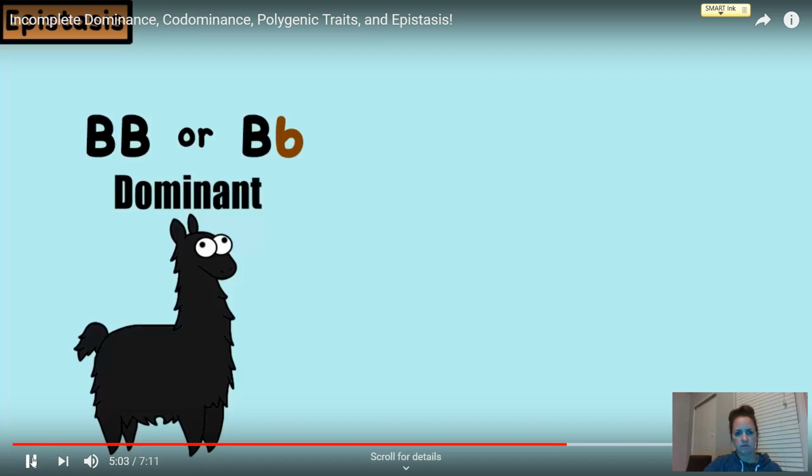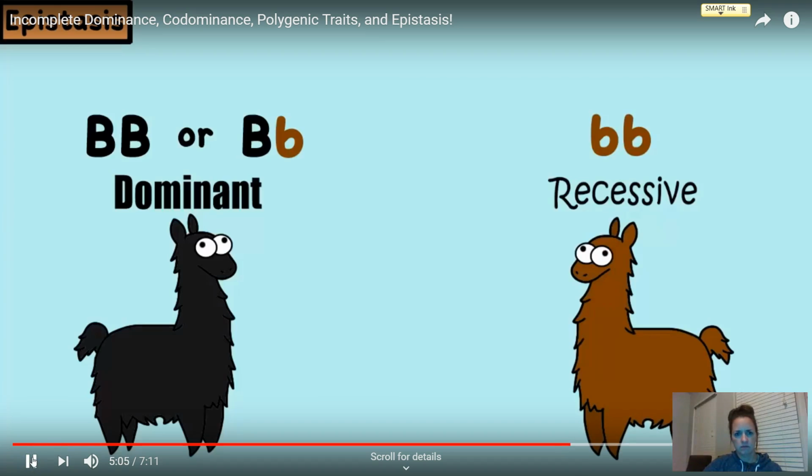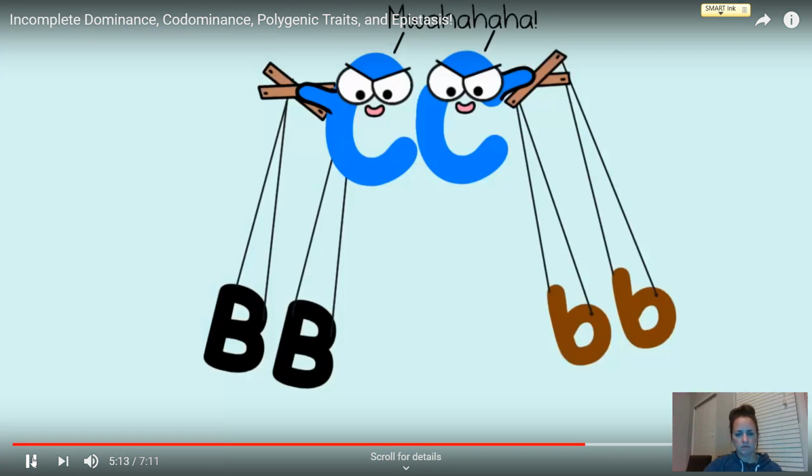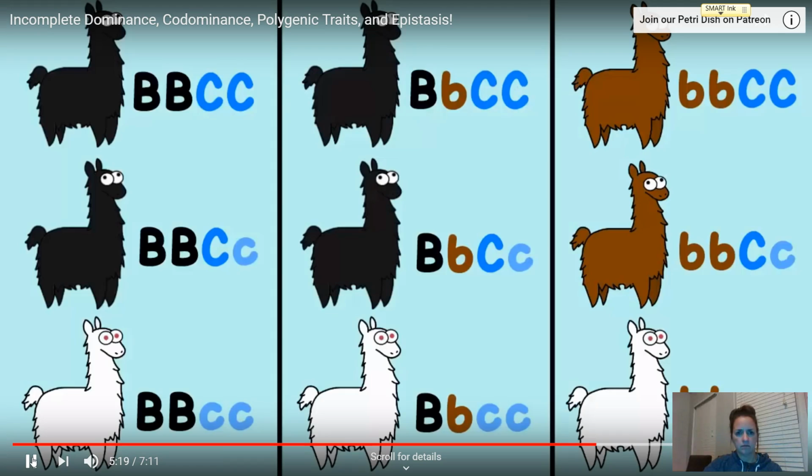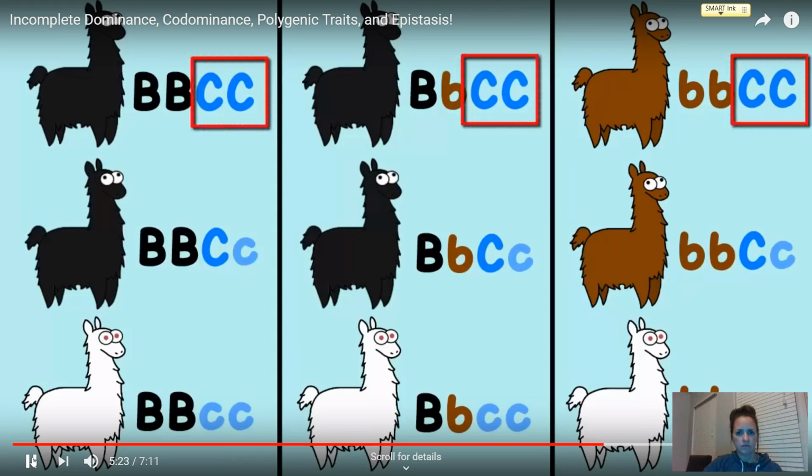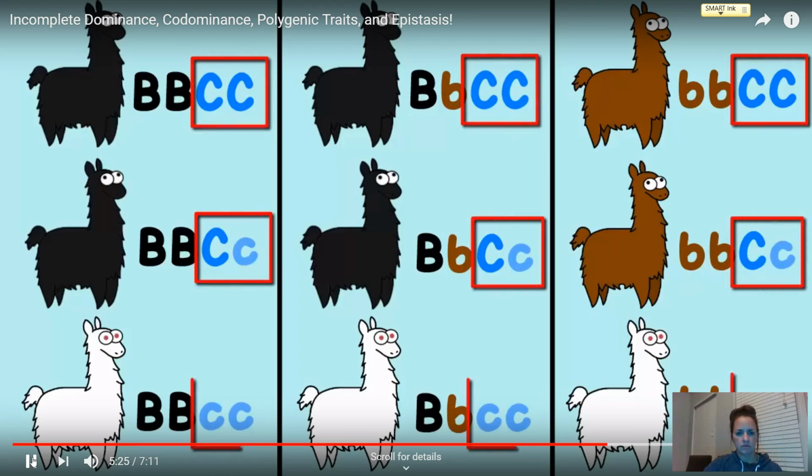And let's say that if a llama has a pair of recessive alleles, little b, then it will have brown wool. Now, what if there is another gene that controls whether this pigment will even be expressed in the llama in the first place? In this hypothetical example, a llama could have this other gene coded for by big C, big C, or little c in its genotype.